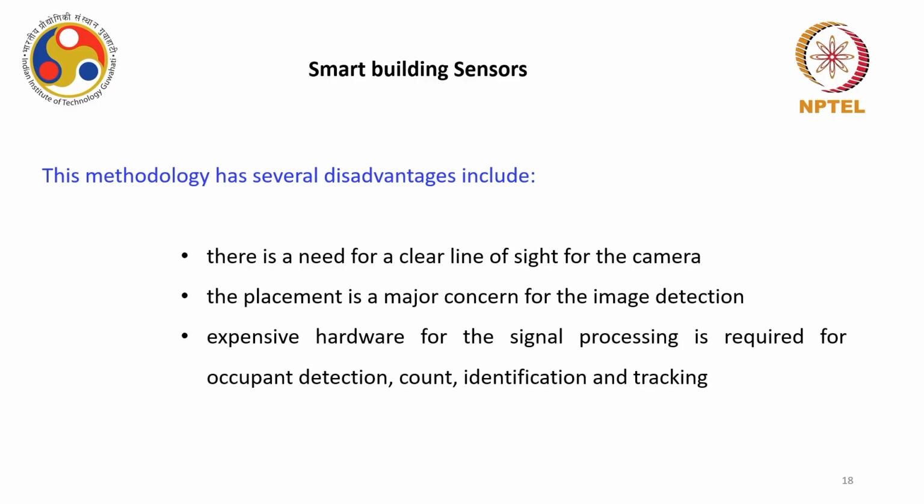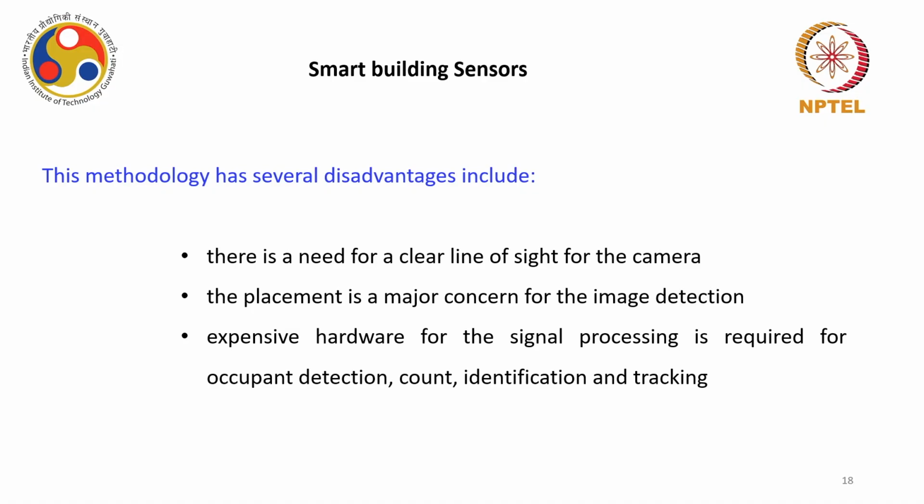However, there are not only advantages associated with this image based sensor. Although the system seems very simple, there are several disadvantages also. The major disadvantage of this camera based system is the need for a clear line of sight for the camera. If the object is not in the line of sight, or if you do not have a sufficient number of cameras to track all positions, you will not be able to track the occupant's behavior.